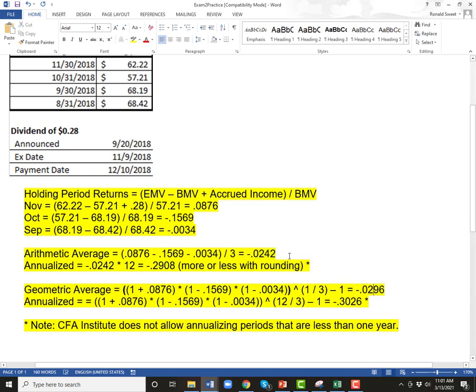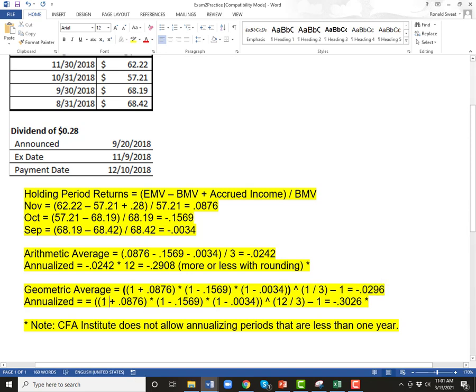So it's always further away from the numbers. So if it's a negative number, it will be more negative. If the arithmetic is a negative number, the geometric will be more negative. If the arithmetic is a positive number, the geometric will be a lower positive number.